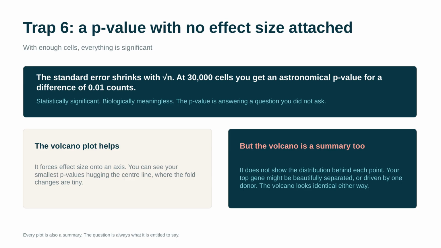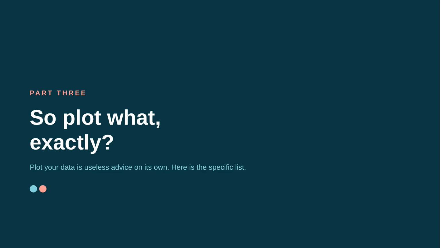But even the volcano is a summary. It does not show you the distribution behind each point. The gene at the top of your volcano might be beautifully separated between groups, or it might be driven by one donor, and the volcano looks identical either way. So if the lesson is plot your data, the obvious next question is, plot what, exactly? Because plot your data is useless advice on its own. Here are the 5 diagnostic plots that actually catch things, in the order you should run them.